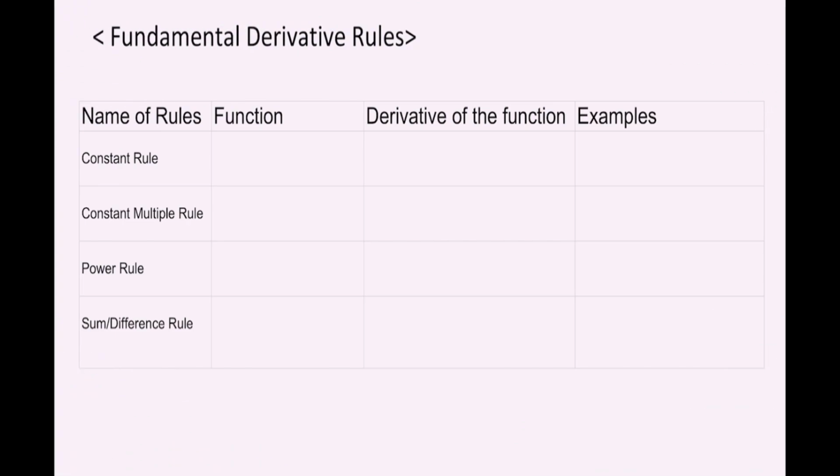First rule is the constant rule, and this can be applied to a function y or f(x) equals a constant number. Then the derivative of the function is 0.